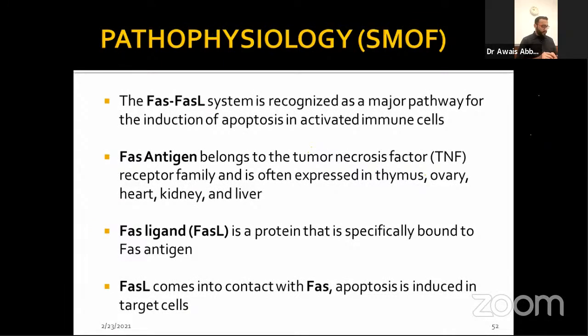So coming to the normal mechanism of the Fas ligand. This is a mechanism that works here in the pathophysiology of ASMOF. The Fas ligand system is recognized as a major pathway for the induction of apoptosis in the activated immune cells, or the infected cells, you can say. The Fas antigen belongs to the TNF family and is often expressed in thymus, ovaries, heart, kidneys, liver, and different tissues of the body. The Fas ligand is a protein that gets bound to the Fas antigen on the surface of any cell. Okay? And the Fas ligand, when it comes in contact with Fas, induces apoptosis of that target cell.